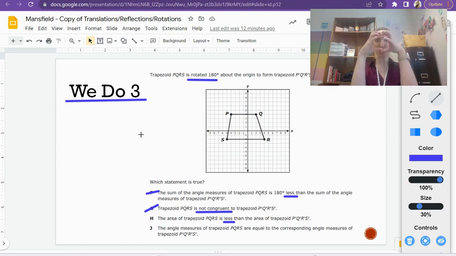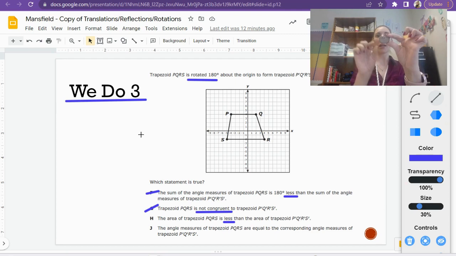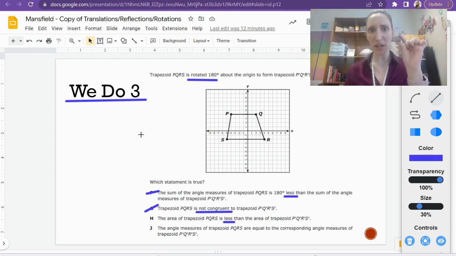Is the trapezoid growing or shrinking? No, we are just rotating, right? So if I have, for example, an eraser over here, a kitty eraser, right? If I rotate my eraser and now it's upside down, is this a bigger eraser? No. Is this a smaller eraser? No. So the area doesn't change. It's exactly the same. H is wrong.